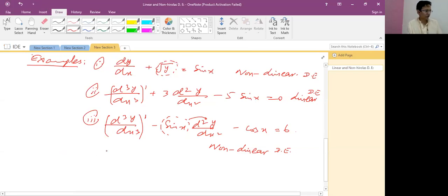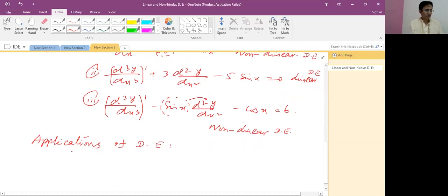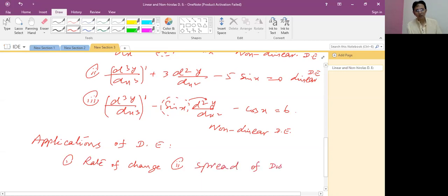So continue the topic, student. Now I give you examples about the application of differential equations. Where are we applying differential equations? There are so many examples in our real life. For example, if we find the rate of change, this is called a differential equation. With the help of differential equations, we will find the spread of disease.